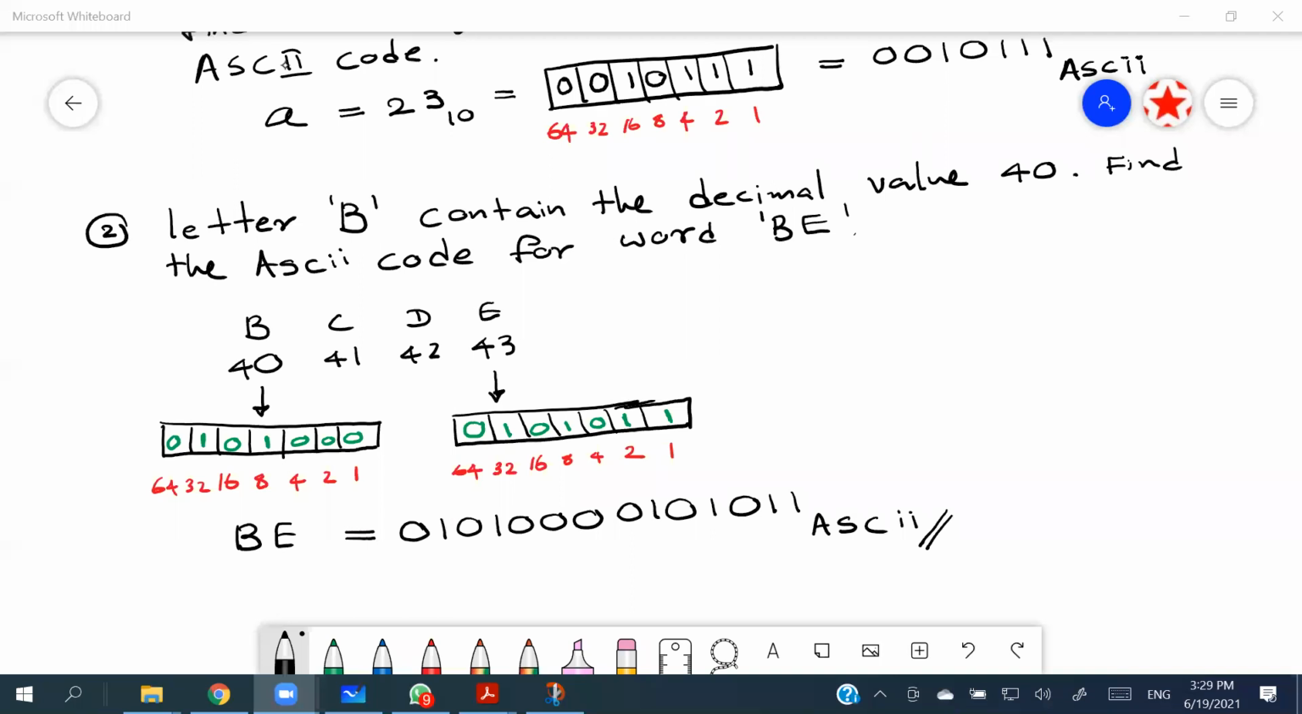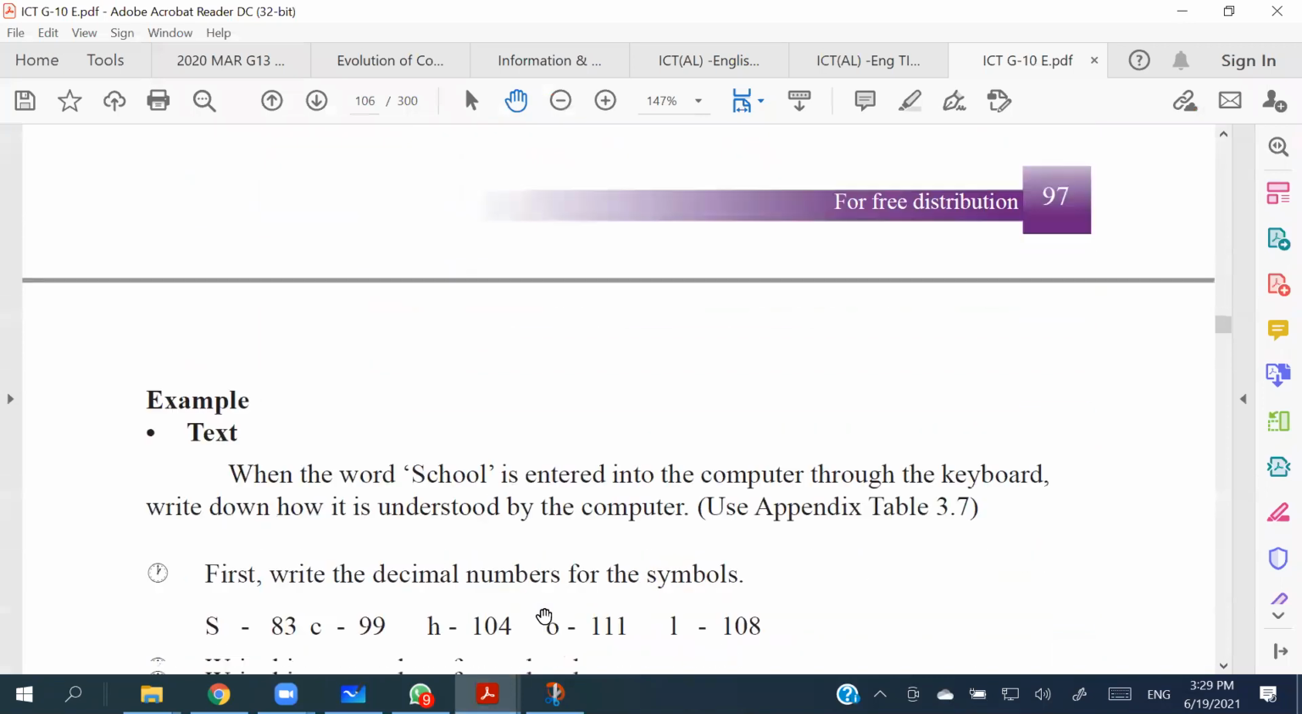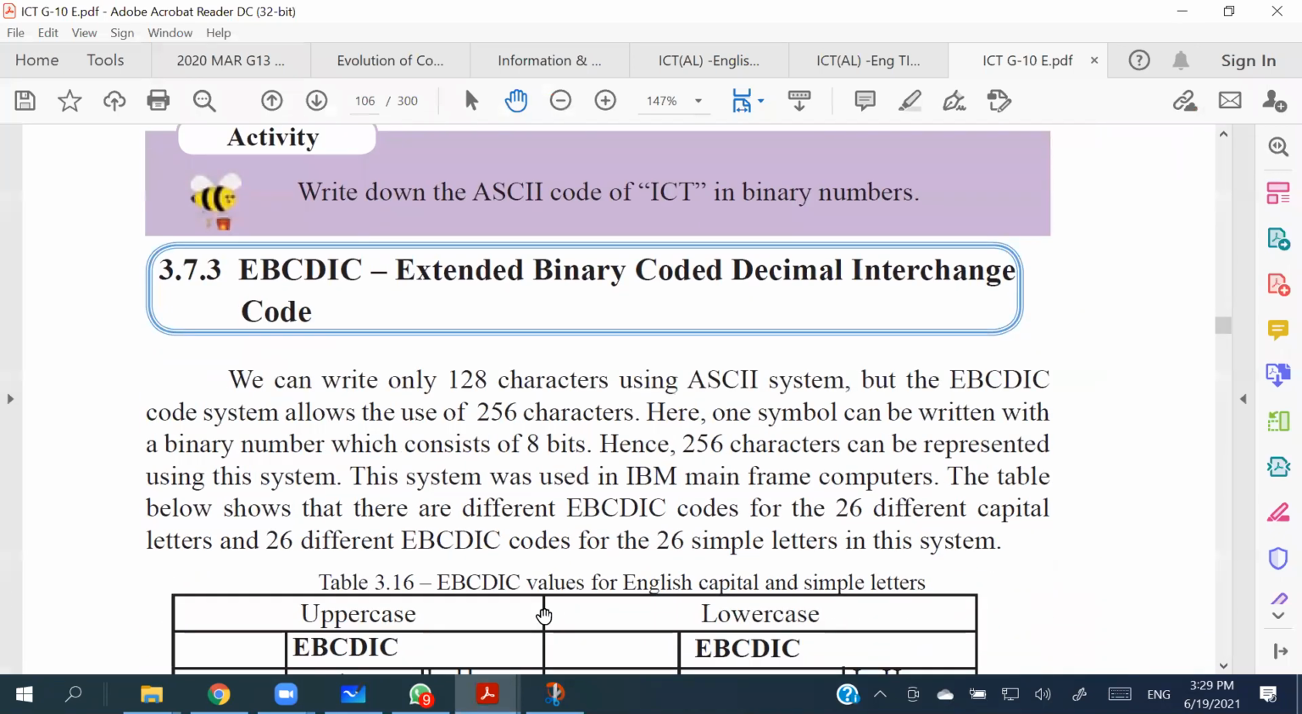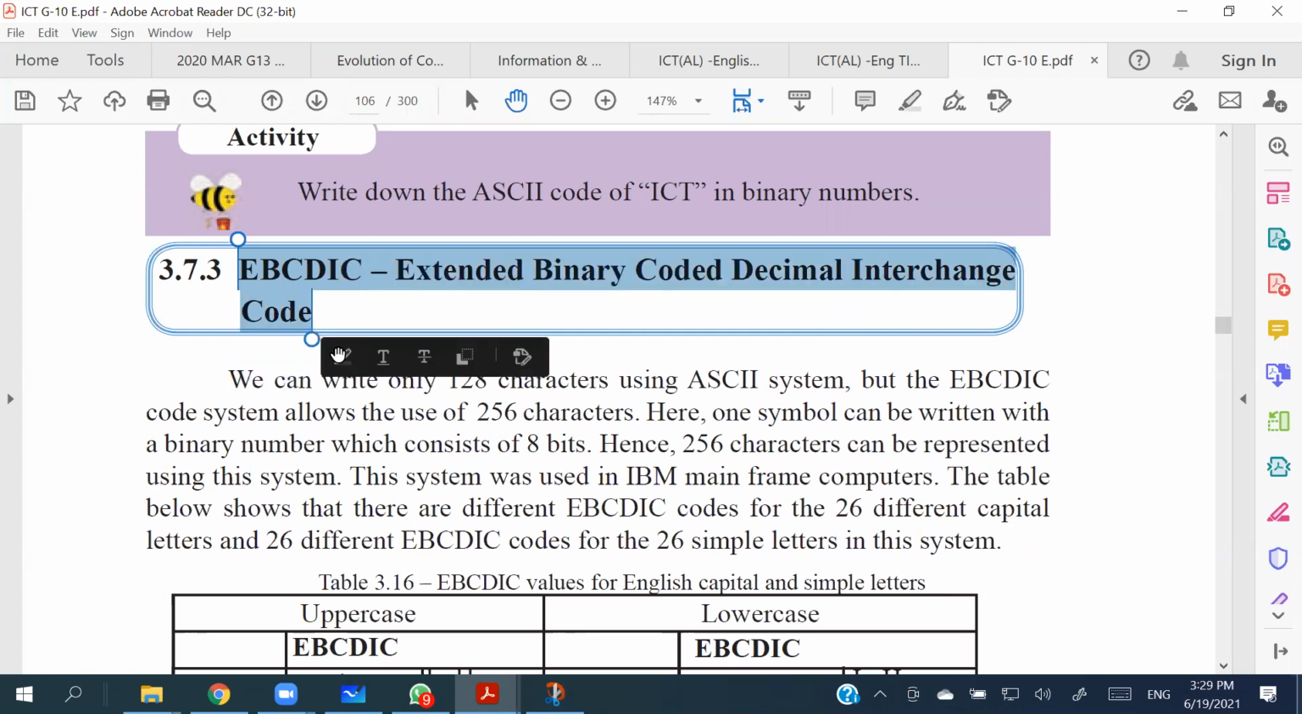All right. So we are moving to the next part, which is the EBCDIC, Extended Binary Coded Decimal Interchange Code. So write down the heading, and within brackets after the heading, 8-bit representation. 8-bit representation.